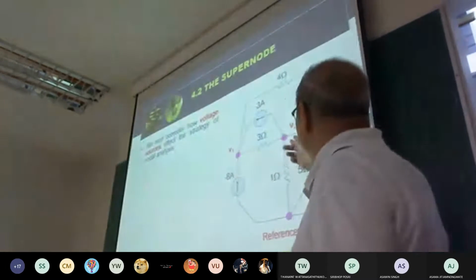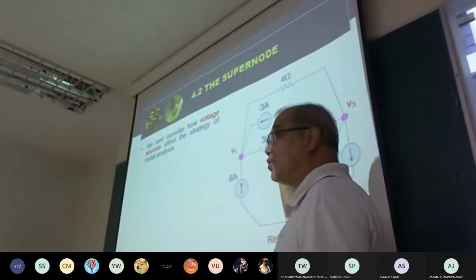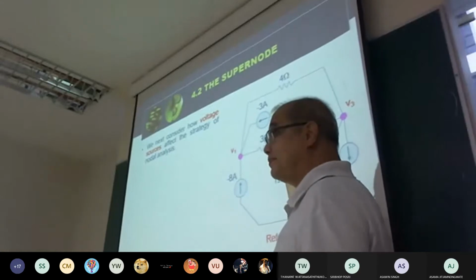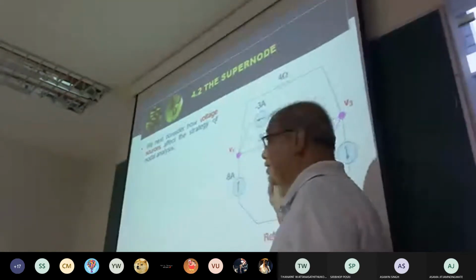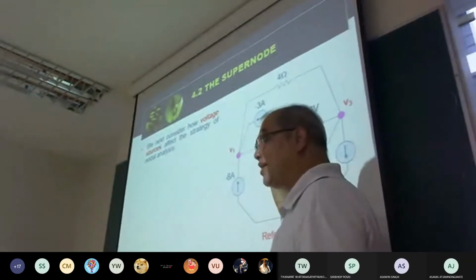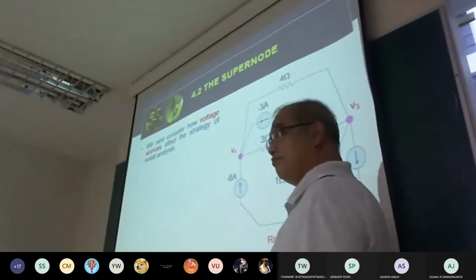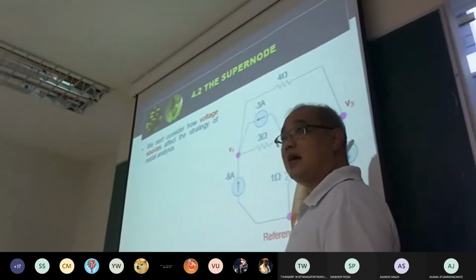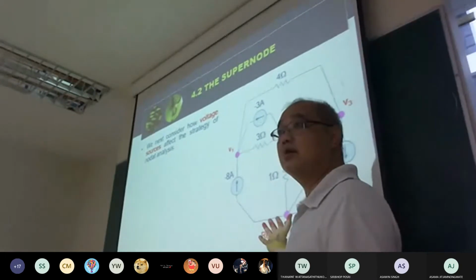But if you would like to apply KCL to node 2, how many branches are there? 4. For these 3 branches, you can clearly know whether the current gets in or gets out. But for this one, do you know whether the current flowing here gets in or gets out? You don't know, right?